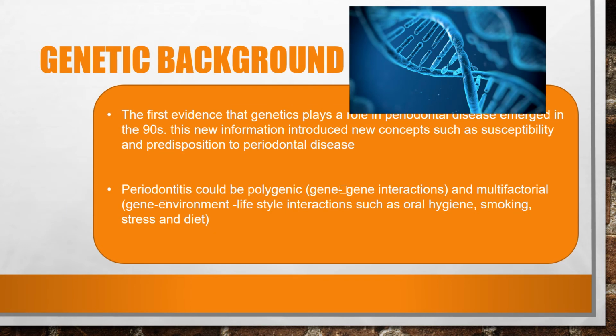Coming to the genetic background, the first evidence that genetics plays an important role in periodontal disease emerged in the 90s. This new information introduced new concepts such as susceptibility and predisposition to periodontal disease. Periodontitis could be polygenic and multifactorial, involving gene-environment or lifestyle interactions such as oral hygiene, smoking, stress, and diet.